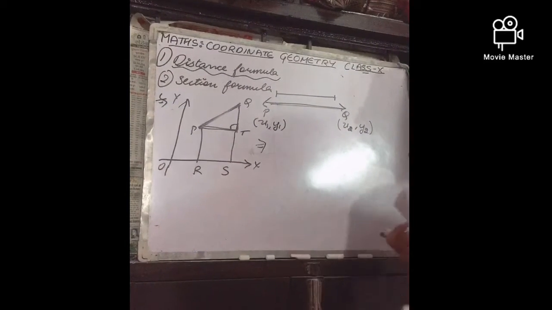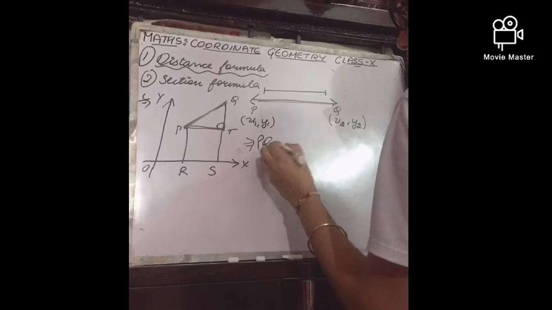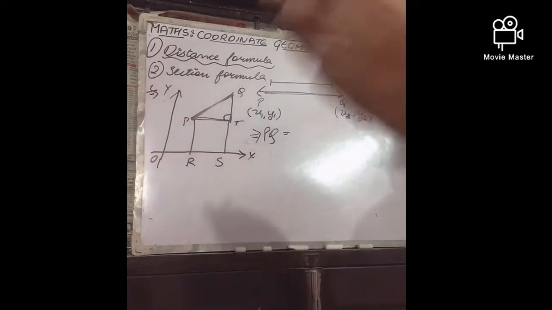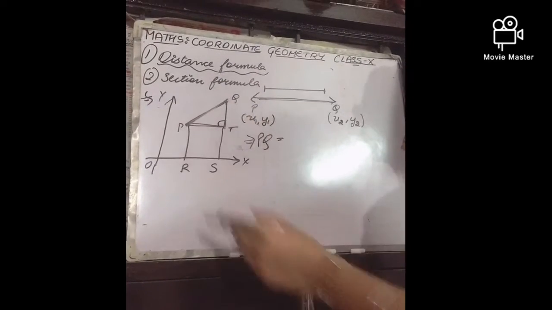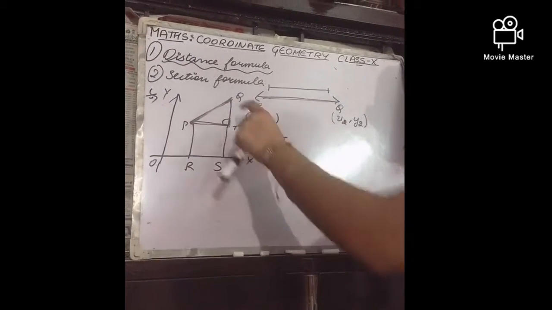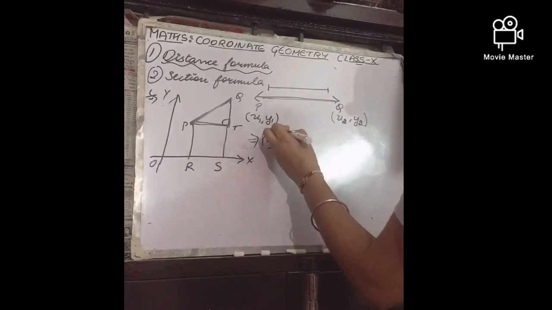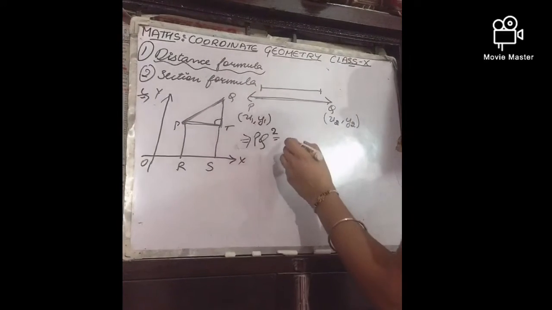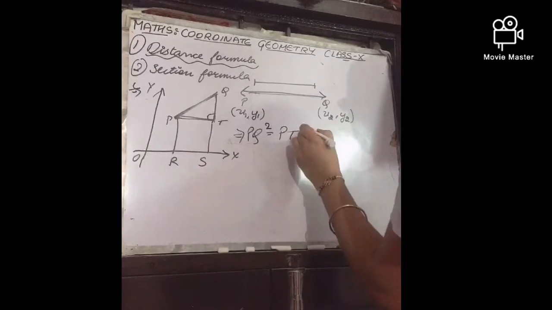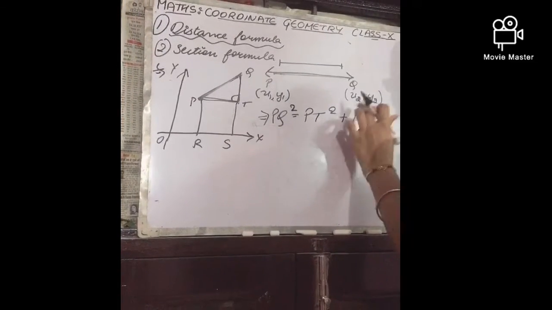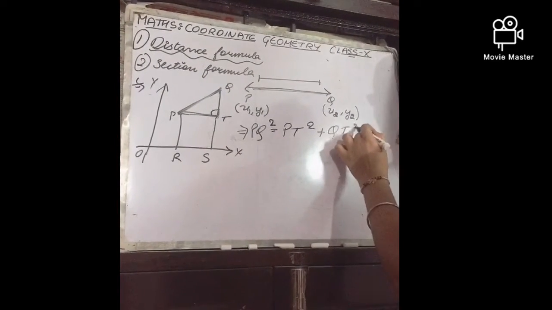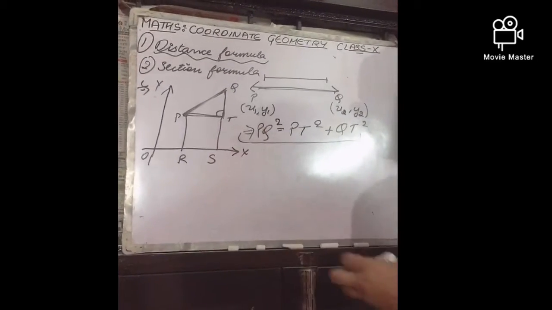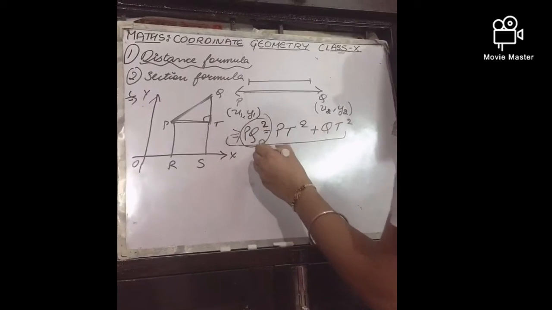Distance formula means the distance between P and Q. So now what is the formula? For PQ, as you know, you have learned in your smaller classes, in 9th and also in 8th, about the Pythagoras theorem. Here this is a right angle triangle, so PQ is the hypotenuse, and we have to find the hypotenuse. You will see that this is the base and this is the perpendicular. Now this formula is of the Pythagoras theorem, so we have to find this hypotenuse.